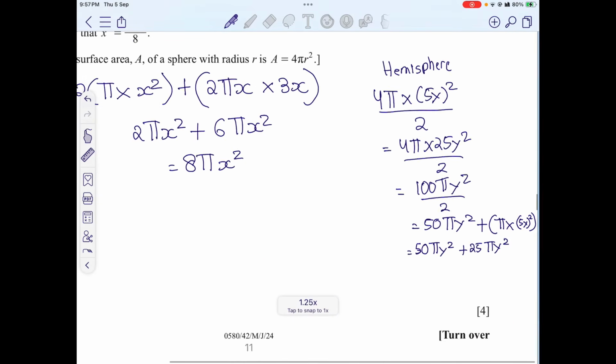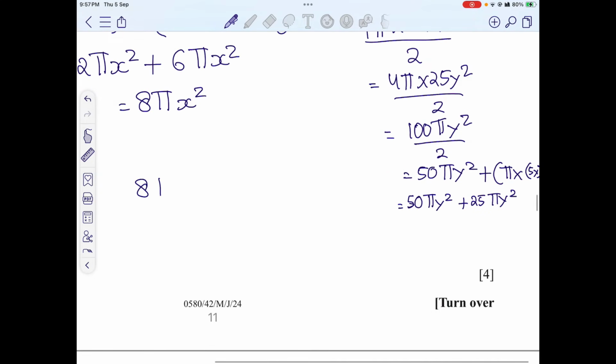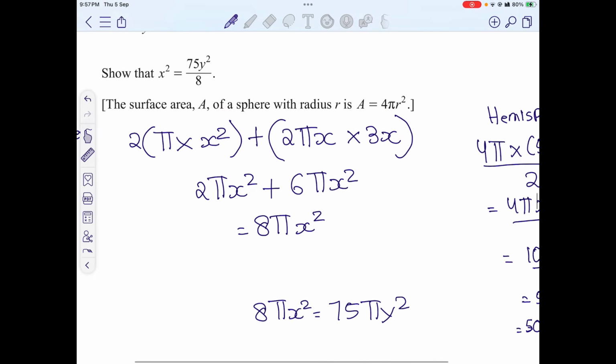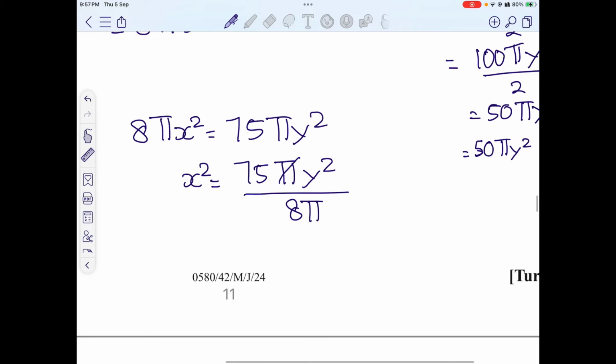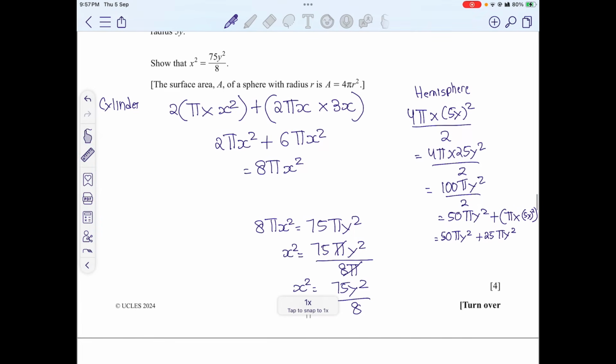Now they're telling us that both of them are equal. So what I'm going to say is that 8 pi x squared is equal to 50 pi y squared plus 25 pi y squared, which would be 75 pi y squared. So what I have to show is the formula for x squared. X squared would simply be 75 pi y squared divided by 8 pi. Because pi and pi are being divided, you can cancel them out. So x squared would be 75 y squared divided by 8, because I don't cancel out the 8, I only cancel out pi. So that is the same as an expression, and therefore this is the answer.